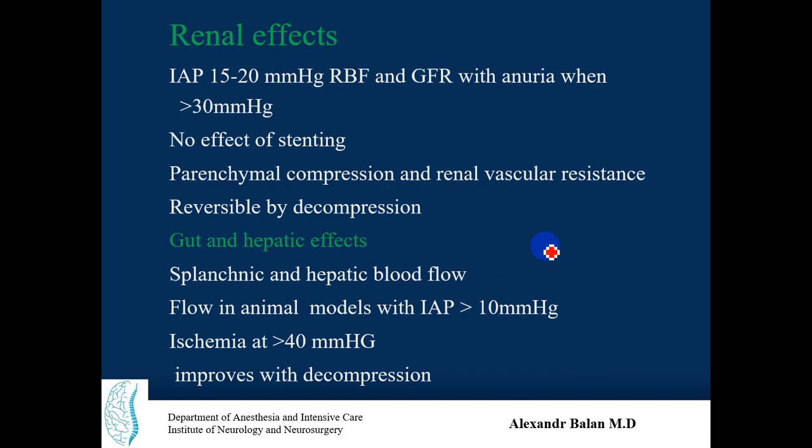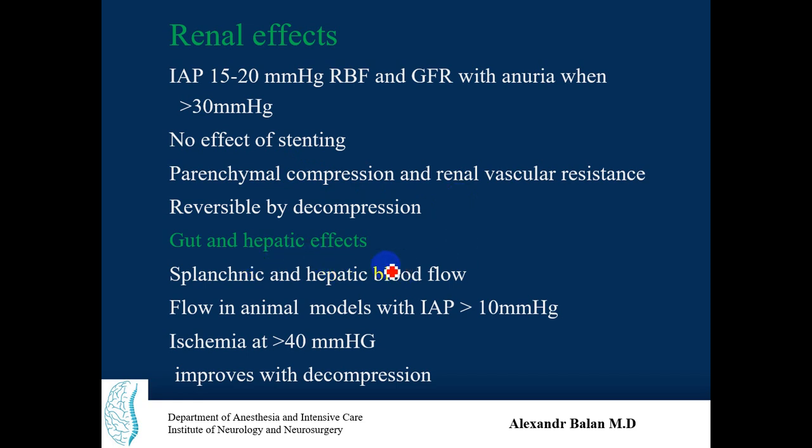Renal effects like intra-abdominal pressure 15 to 20 millimeters of mercury. Renal blood flow and glomerular filtration will be affected with the following effect like anuria. And stenting of the artery will not help, as there is increased pressure that affects flow of the blood through the renal artery. Parenchymal compression and renal vascular resistance. It is reversible but only by decompression.